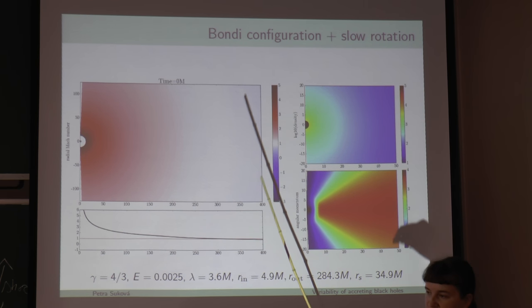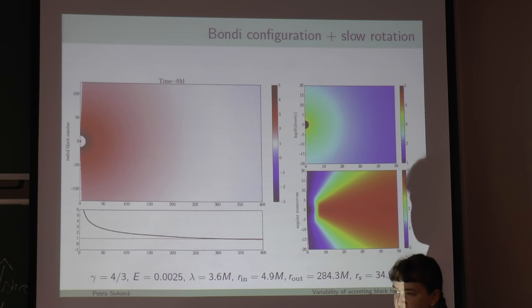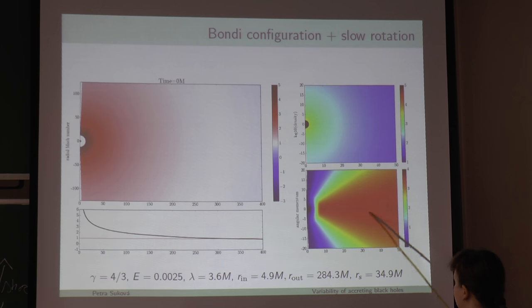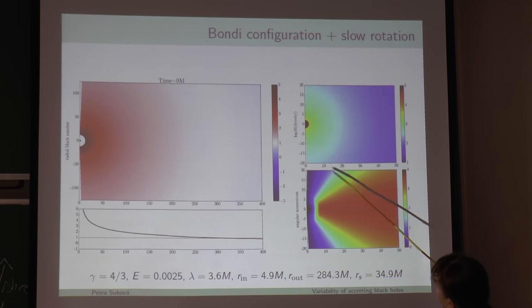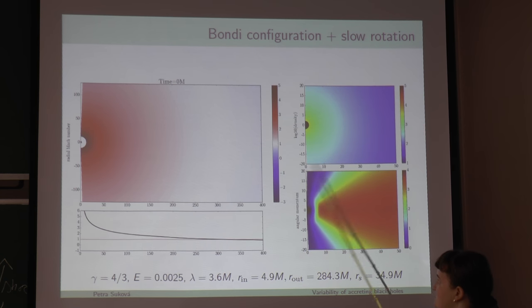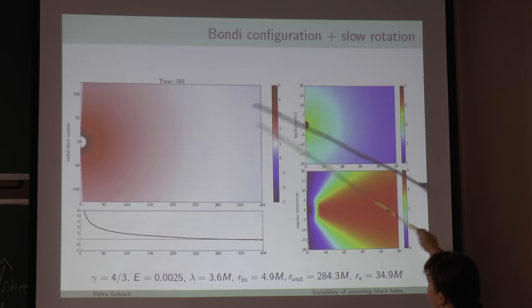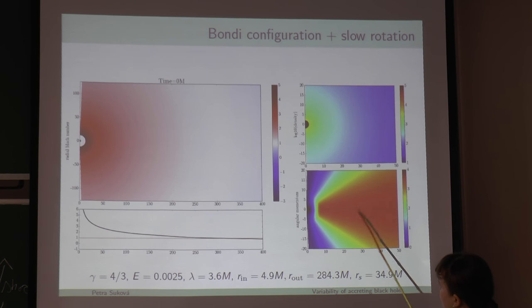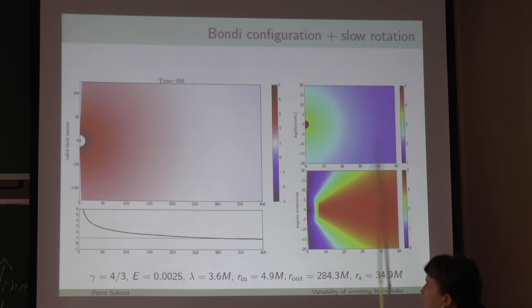And then you add a rotation according to some prescription. In our case, we have a constant value of angular momentum at the equator, and we are scaling the angular momentum up to the axis so that we don't have any infinite rotation at the axis. And so this is the plot of density, this is the plot of angular momentum, and this is the plot of the radial Mach number, which I was talking about.